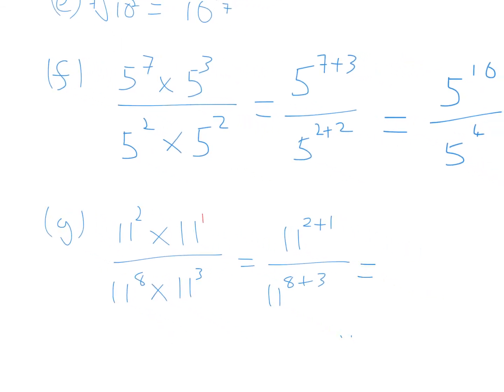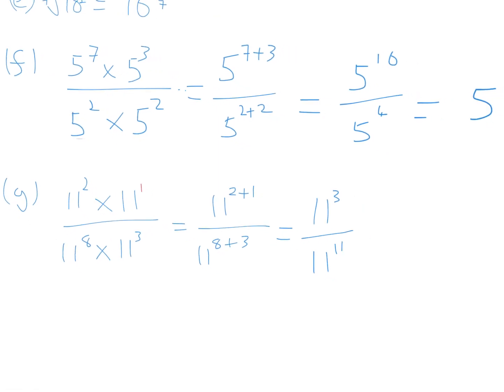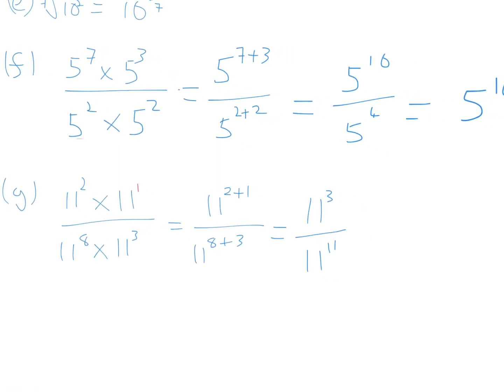If we simplify these then a little bit, the top is going to be 2 plus 1 gives us 3. So we have 11 to the power of 3. The bottom is going to be 11 to the power of 8 plus 3. So 11 to the power of 11. And again, index law 2 comes into play here because we're dividing now. So we keep the base number, 11, and subtract the powers.